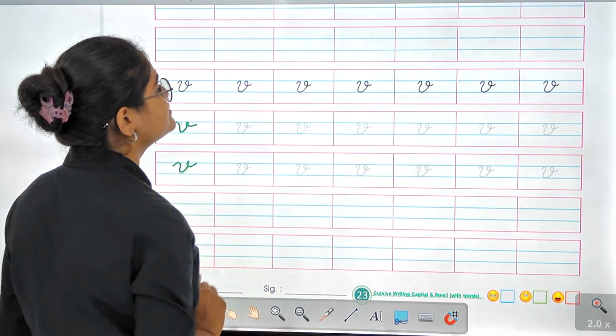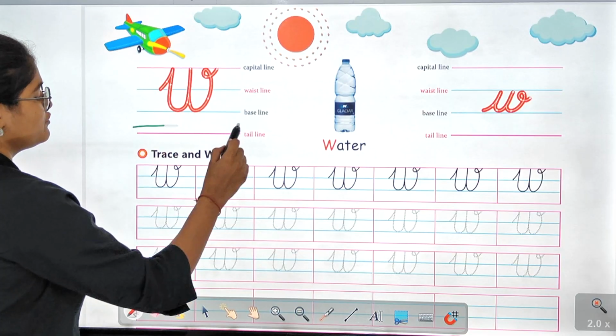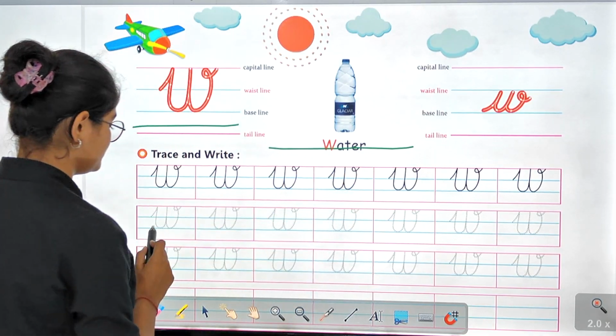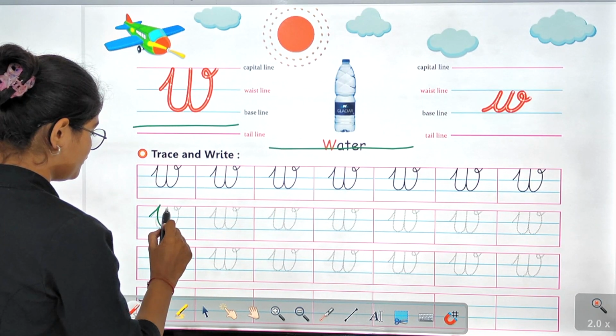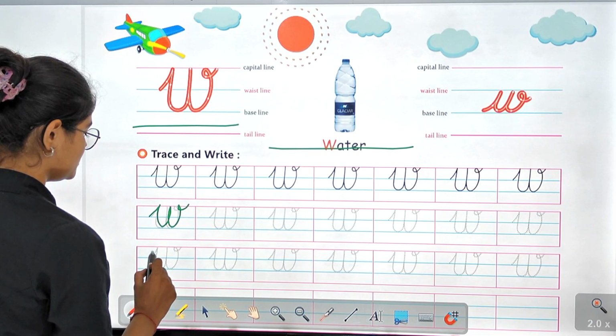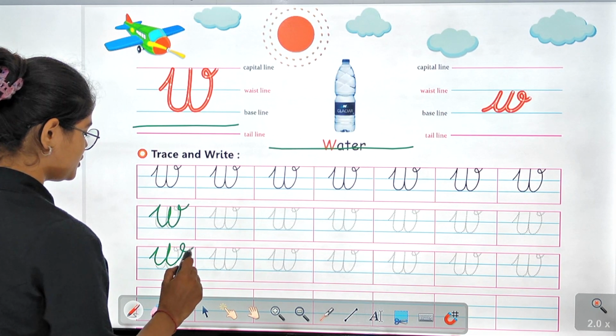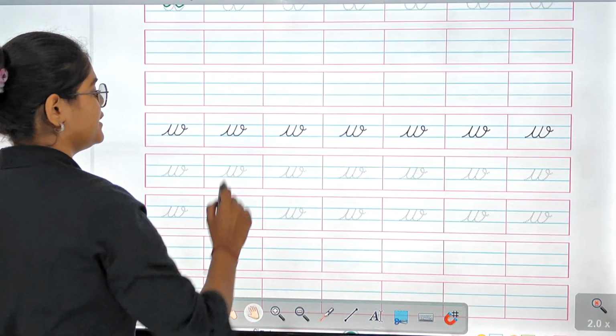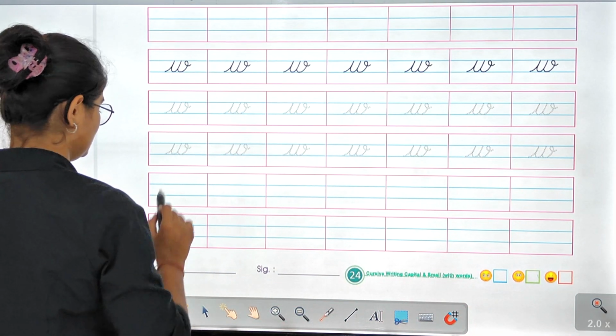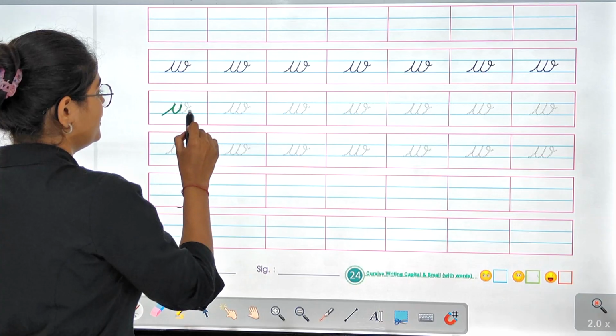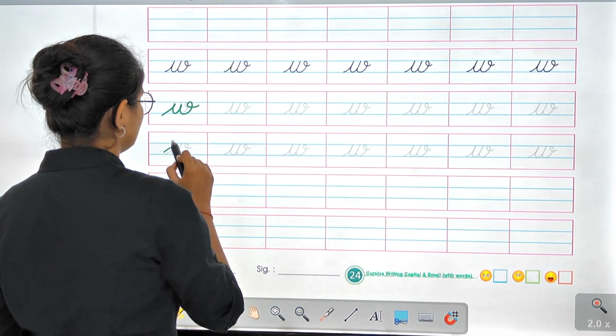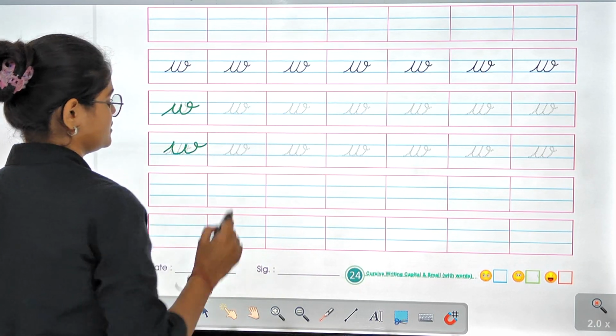Moving ahead, W. So, W for water. Let's make W. W for water. Moving ahead to the small one. W for water.